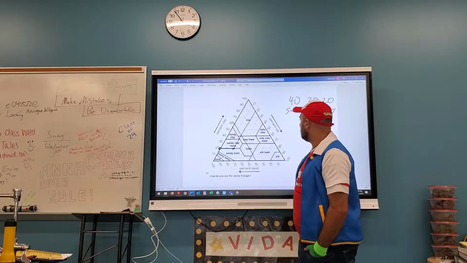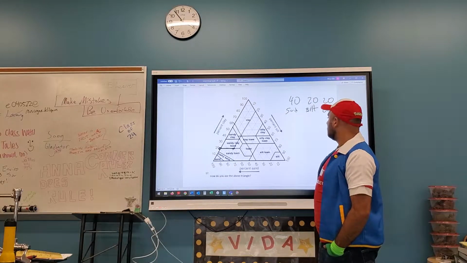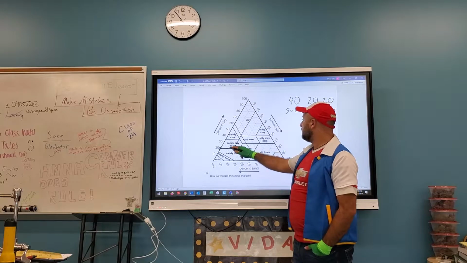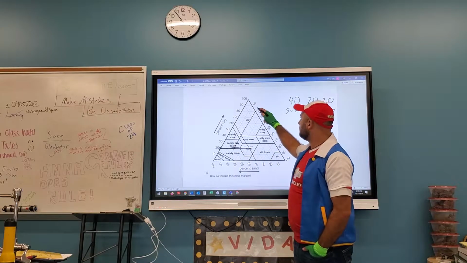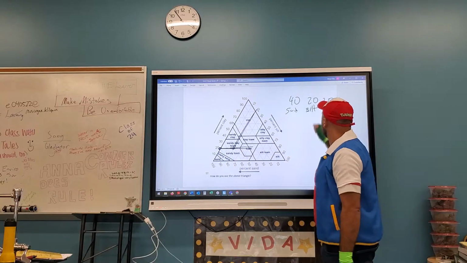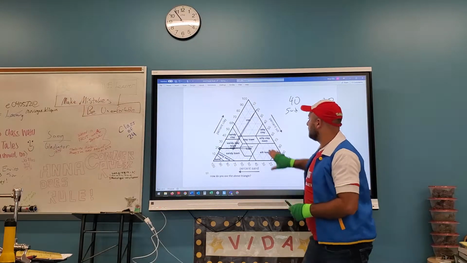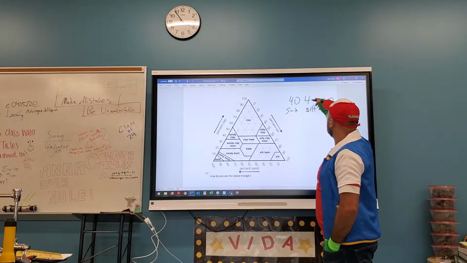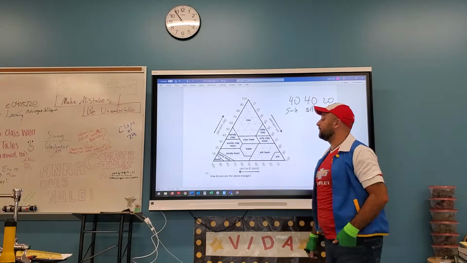So we got here. What am I doing wrong? Sand, clay, and silt. Oh, that's what I'm doing wrong. Okay, let's try this again. Ignore everything I just said. I cannot add to 100 apparently. So we'll do 40, 40, 20. That's what was going wrong.